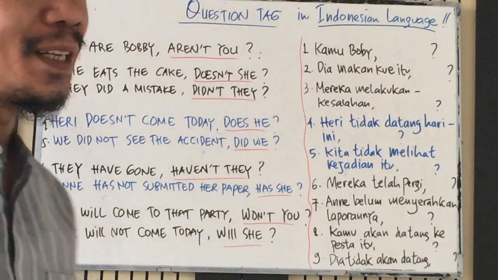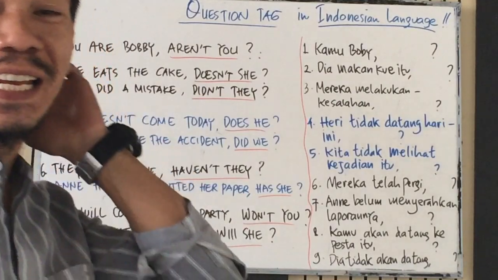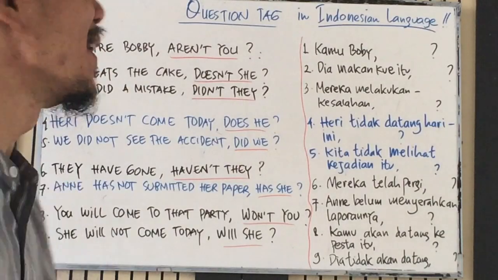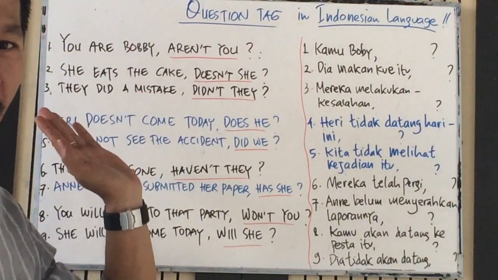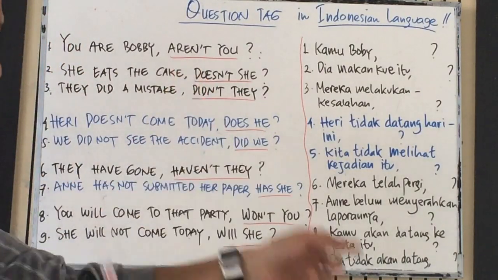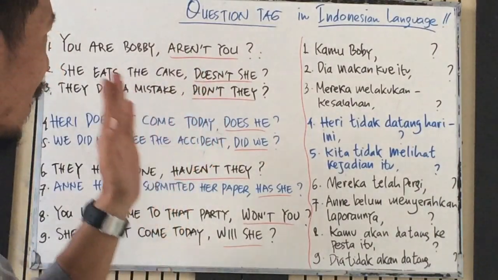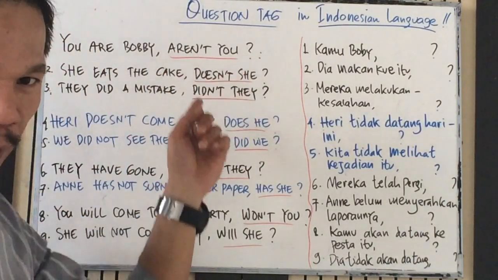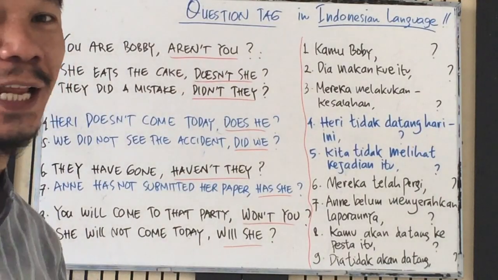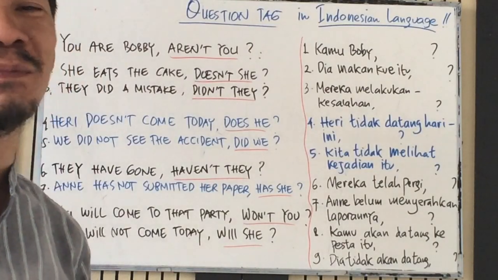Now we continue about how to translate question tags of English into Bahasa Indonesia. That's very easy because Indonesian only has one question tag. Even though in English we have many tenses, which refer to the auxiliary or the to be we use on the tag question, in Bahasa Indonesia we can only translate into one suffix or one particle.